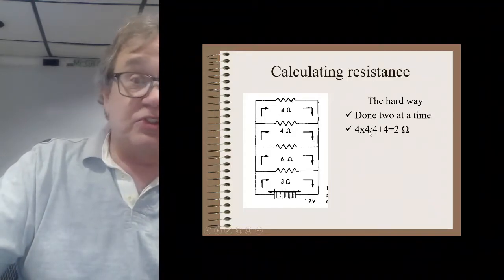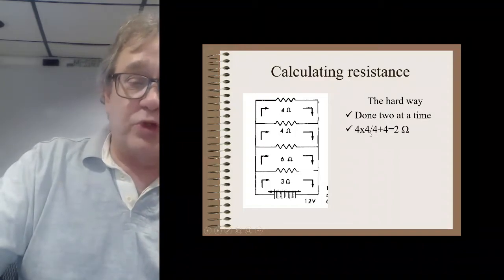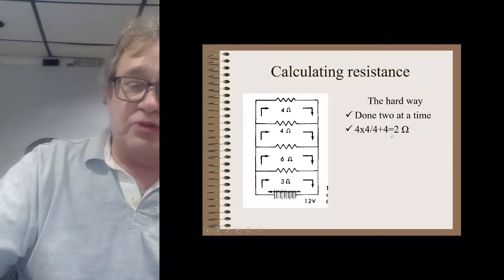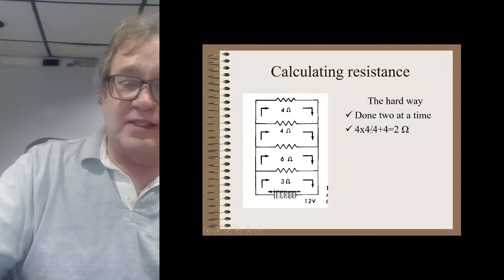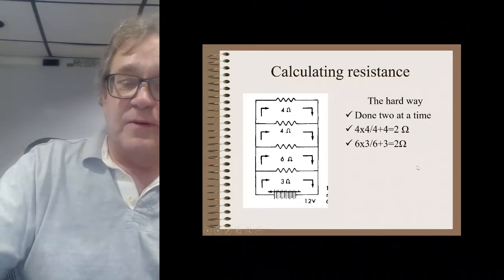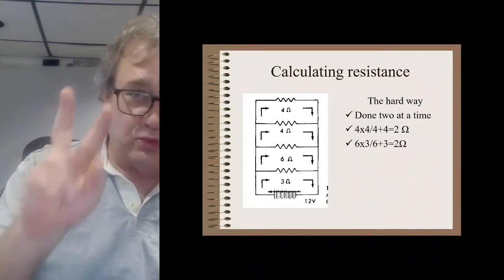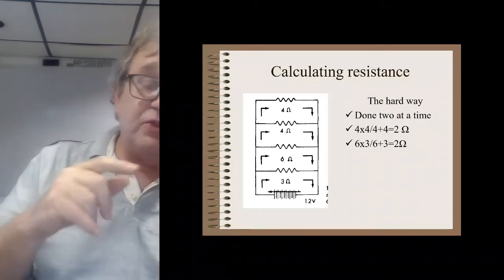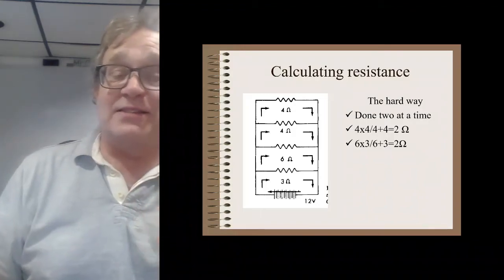12? No, 16. 4 times 4 is 16, and 4 plus 4 is 8. So I've got 16 over 8. Okay, so that gives me 2 what? 2 ohms. And then I do the bottom 2, exactly the same way.